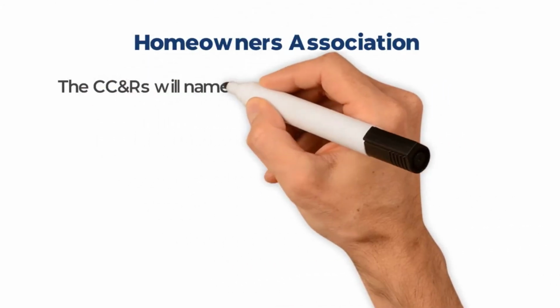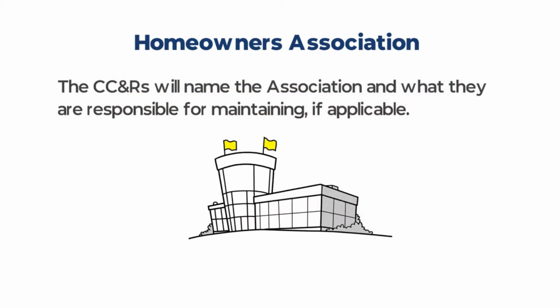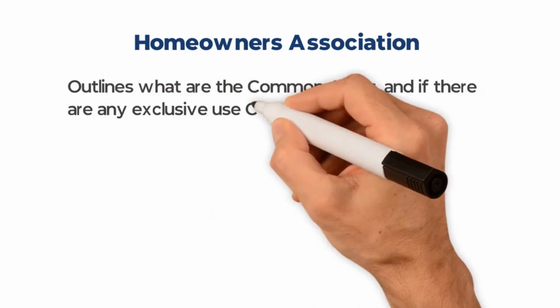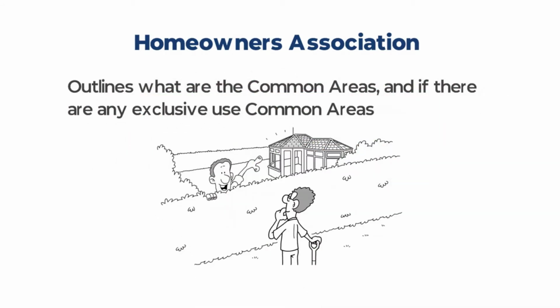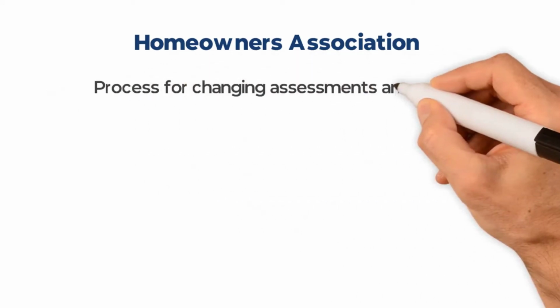Homeowners Association. The CC&Rs will name the association and what they're responsible for maintaining. Outlines what are the common areas, and if there are any exclusive use common areas. Assessments and how they're levied against property. Process for changing assessment amounts.